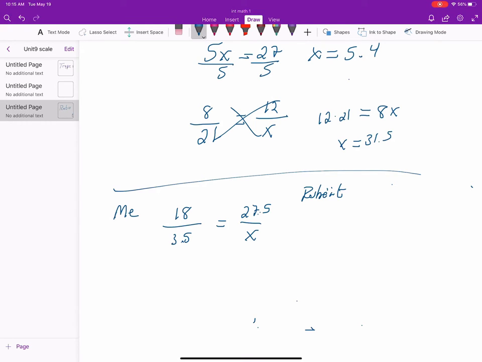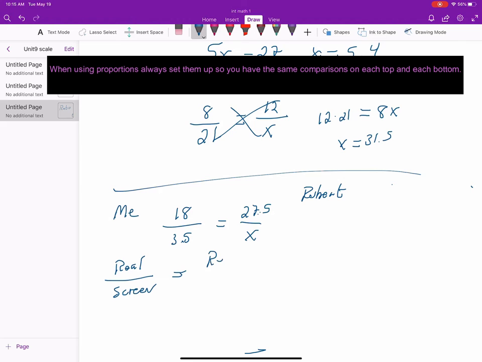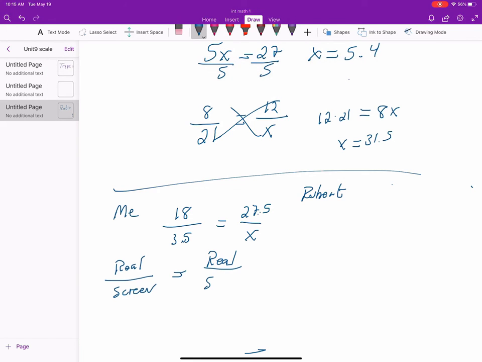When you set up your proportions, you have to make sure that you have them set up correctly. Here I have my real distance over my screen distance equals, now I have to go with real here, and then put screen here. I cannot mix and match them. So I went ahead and figured it out using cross multiply, and I came up with 4.9. So I set up a proportion for that.